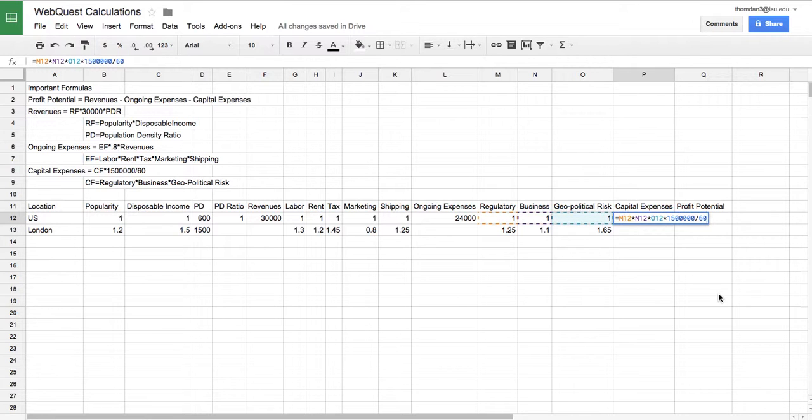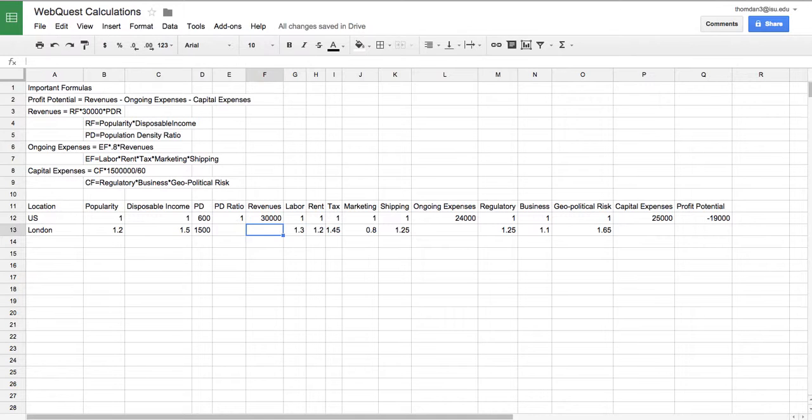Okay, so we're going to hit enter there, and you can see that I've got to make $25,000 a month to cover those capital expenses. And so obviously right now my profit potential is not great for these cities that are this small. We'll take a look here, and the profit potential, remember, was equal to the revenues, so there's my revenues, minus my ongoing expenses, minus my capital expenses. When I hit enter, I can see it's not a good idea for me to expand into the United States and cities at this time.